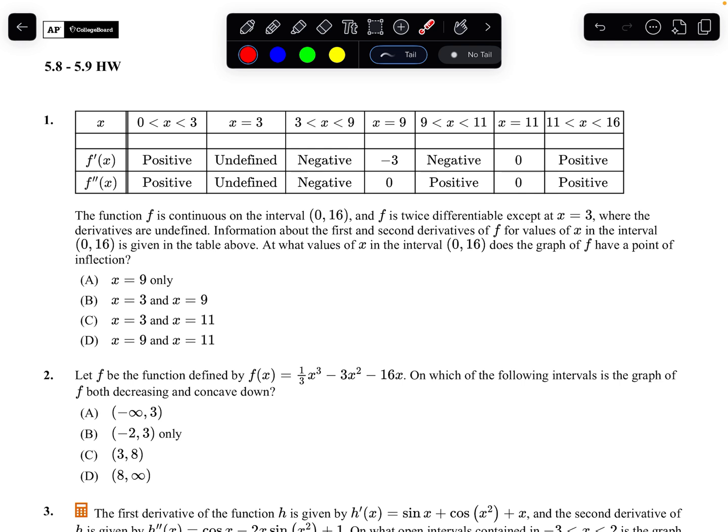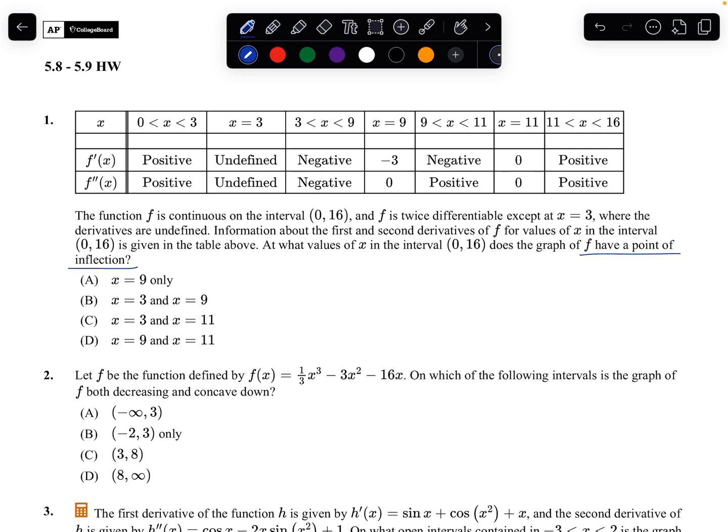Yes. Information about the first and second derivative for f and values of x in the interval from 0 to 16 is given in the table. At what values of x in the interval does the graph of f have a point of inflection? So whenever I see these words in the question, f has a point of inflection, this is why it's so important to know your definitions. Like, what is a critical point? What is an inflection point? What is a minimum? What is a maximum? Because if you know your definitions, you know exactly what to look for.